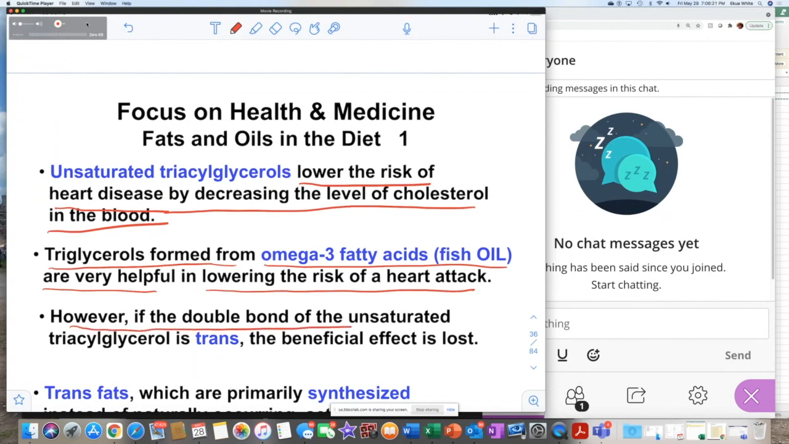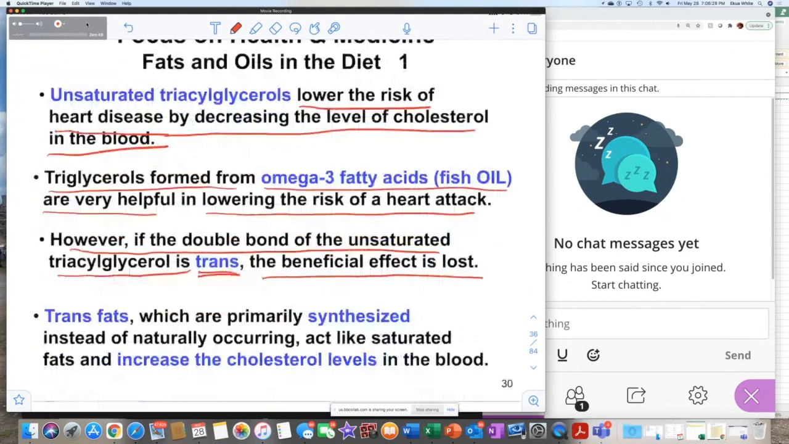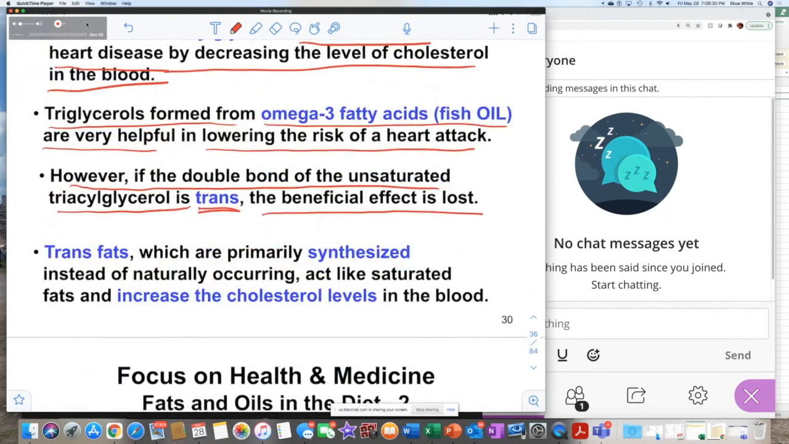However, if the double bond of the unsaturated triacylglycerol is trans, the benefit is lost. So the beneficial effect that we get from the unsaturated fatty acid is lost if that fatty acid is classified as trans. That's why a lot of grocery store foods advertise no trans fats. Have I actually taken the food out of that pack and tested it to make sure there's really no trans fats? No, you just kind of trust them and then you eat it and you hope for the best.